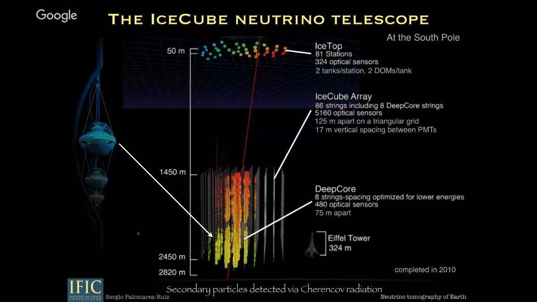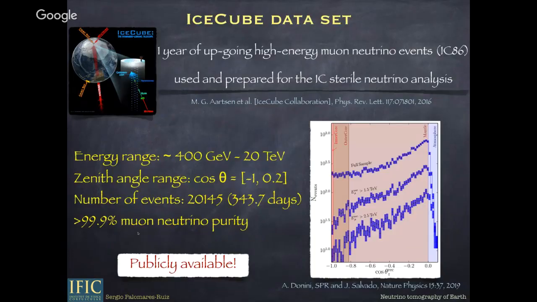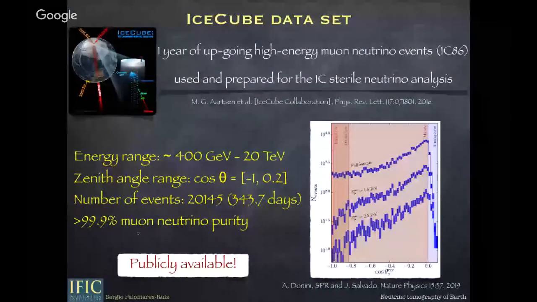And as I said, this is placed at the South Pole. It was completed in 2010. And neutrinos are detected by the Cherenkov light emitted by the secondary particles, which are produced after neutrino interactions, either in the detector or outside the detector. Actually, there are different types of neutrino events that IceCube can record. For instance, in the work I'm going to present, we used 1 year of through-going high-energy muon neutrino events, which is IC86, so basically the first year of data with the full detector.